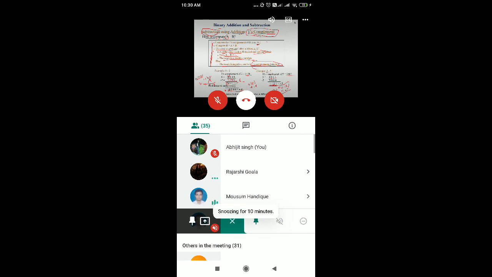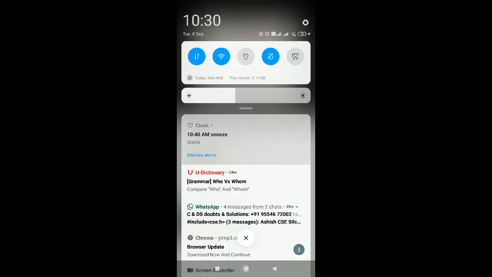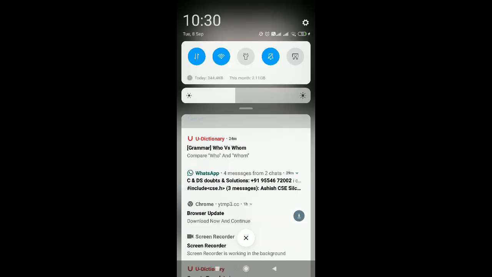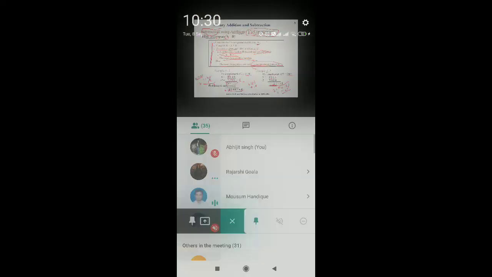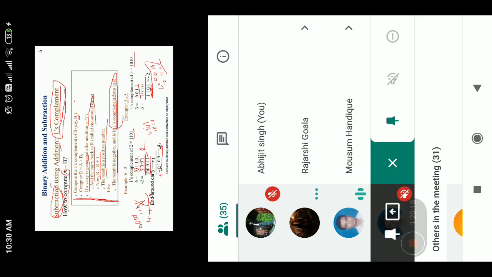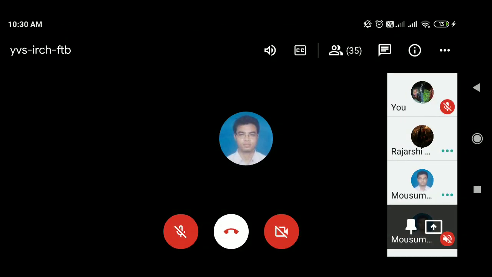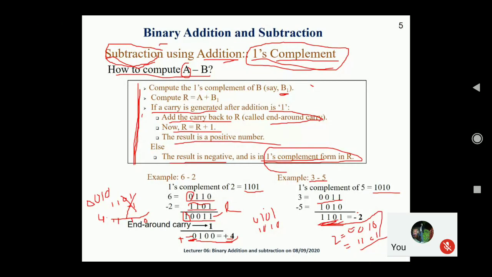But how does the digital circuit perform 6 minus 2 to get 4? The computer understands only the binary sequence 0 and 1. So without converting to binary mode, it is never possible. That is why this type of operation is required. Are you getting it? Yes, I understand, sir.